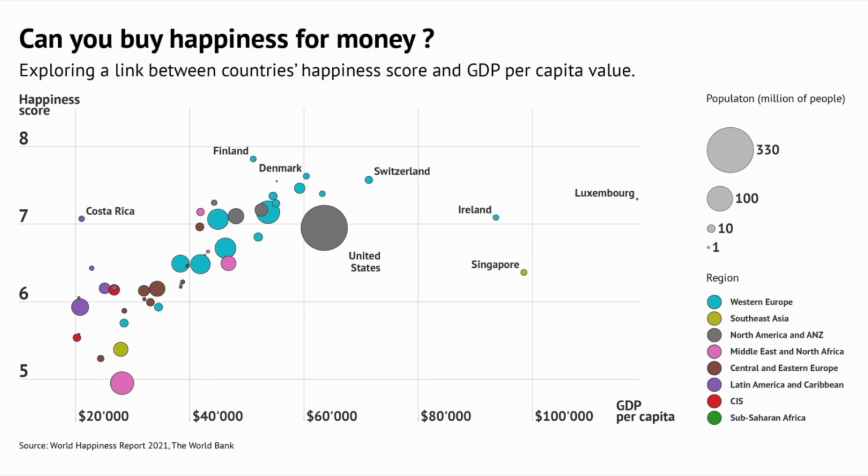To make this bubble chart, we will use two indicators. GDP per capita adjusted for purchasing power indicates wealth and money. The happiness score represents the level of subjective happiness. The size of the bubble depicts the population of a given country. This is, of course, the final result.